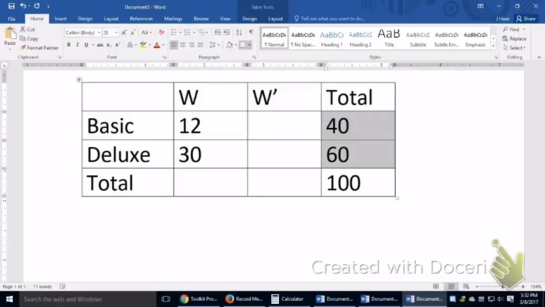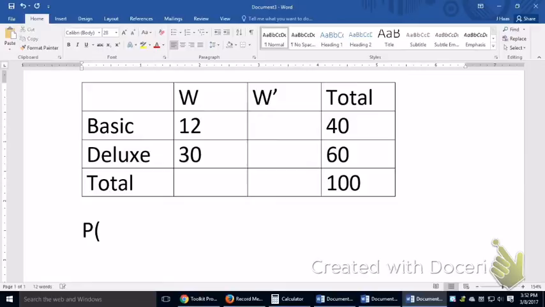Now, what it wants to know is the probability that a purchaser who bought an extended warranty has the basic model. So the notation it's going to be looking for here is the probability that they have a basic model given that they bought the extended warranty. The probability they have the basic model given that they have an extended warranty.